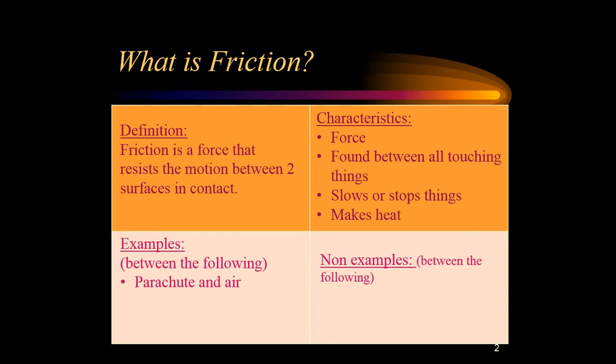Some examples of friction include between a parachute and the air. In this case, friction's a good thing because it allows the parachute or the person skydiving to stop without going splat.